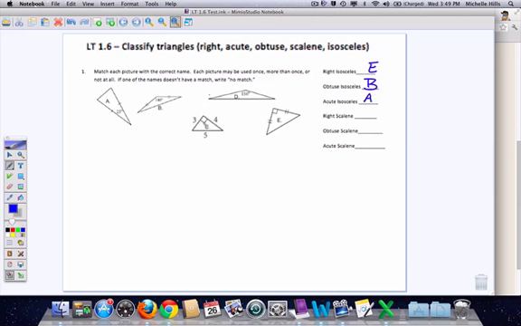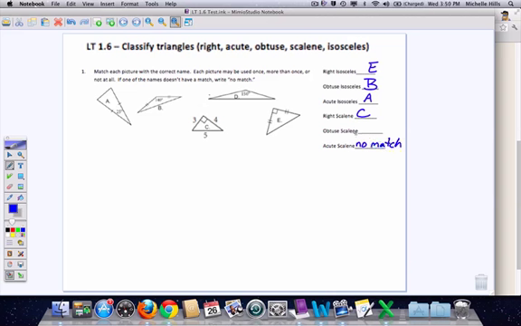Right scalene means a right angle and all three sides are different lengths, so that is C. Now I'm going to skip this one and come back. Acute scalene. The only acute triangle in here is this one. Scalene means all three sides have to be of different length, so there is no match.